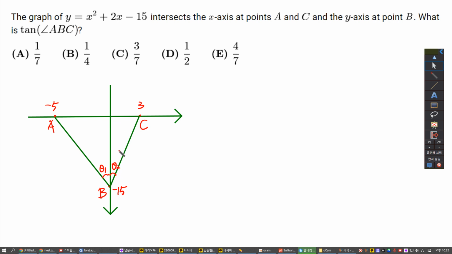So what will be the value of tangent theta 1? I mean, opposite over adjacent. That's 5 over 15 in this left triangle. So 1/3. And what's the value of tangent theta 2 for the right side? 1/5. Yeah, 1/5.